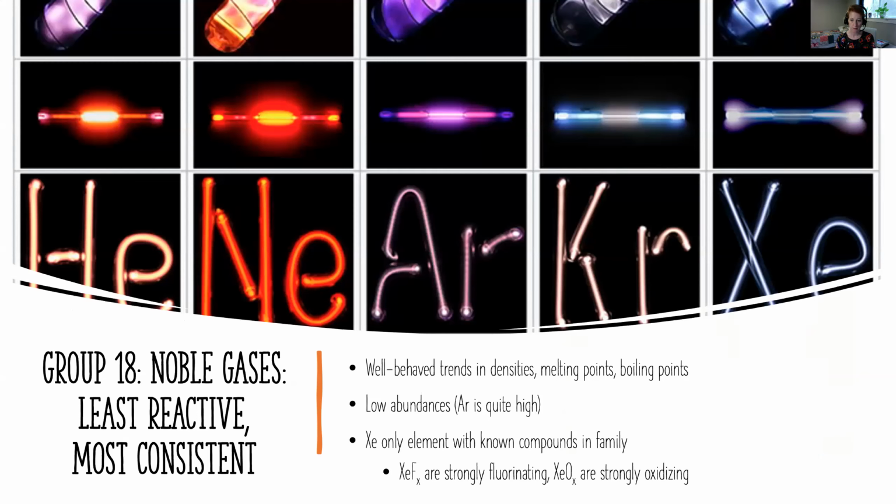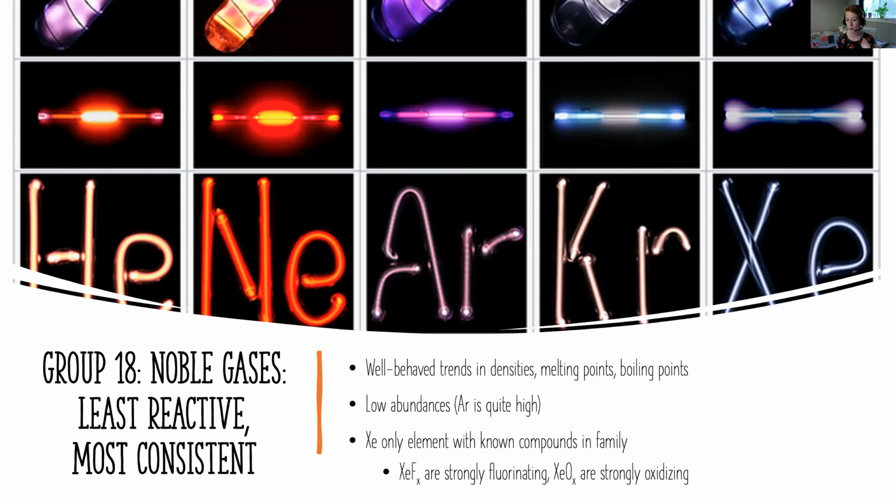Group 18 also has a well-behaved trend in densities, melting points, boiling points. There are low abundances, although argon is quite high. So if you need an inert gas, argon is your person. They all are used as an inert gas, and they can fluoresce a little bit differently. And then xenon is the only element with known compounds in a family.